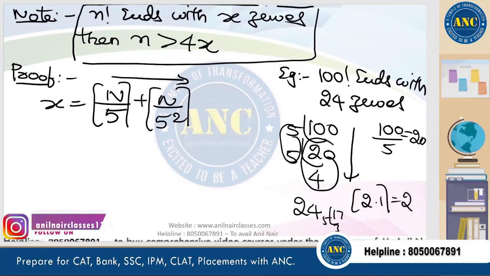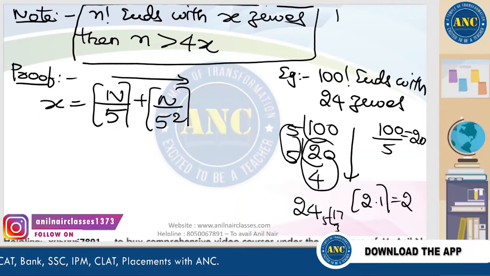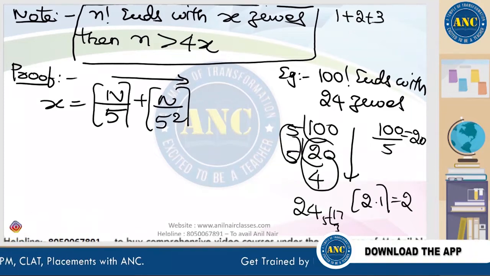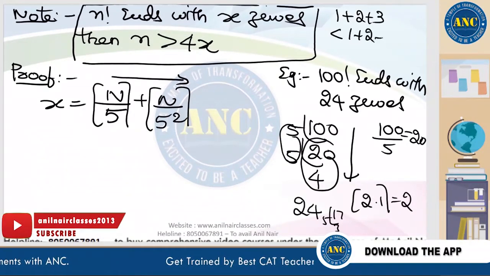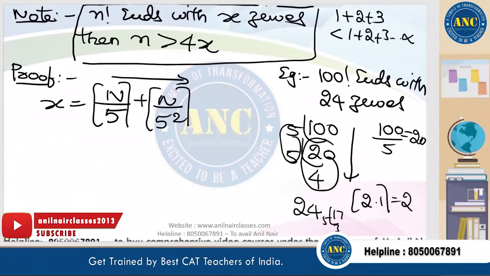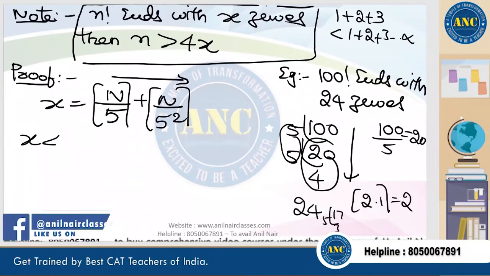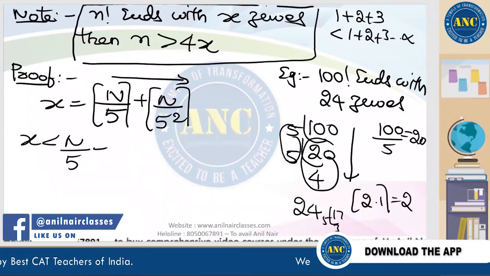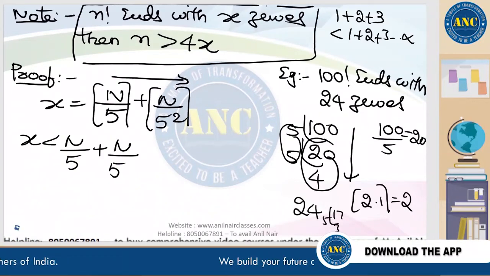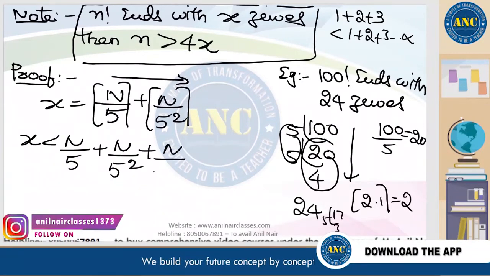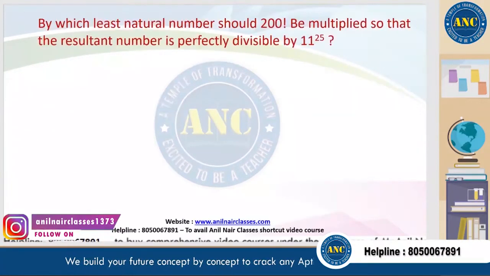This value will terminate. Can I say the sum is always less than the same sum continued to infinity? So x is less than n by 5, plus n by 5 square, plus n by 5 cube, and so on up to infinite.